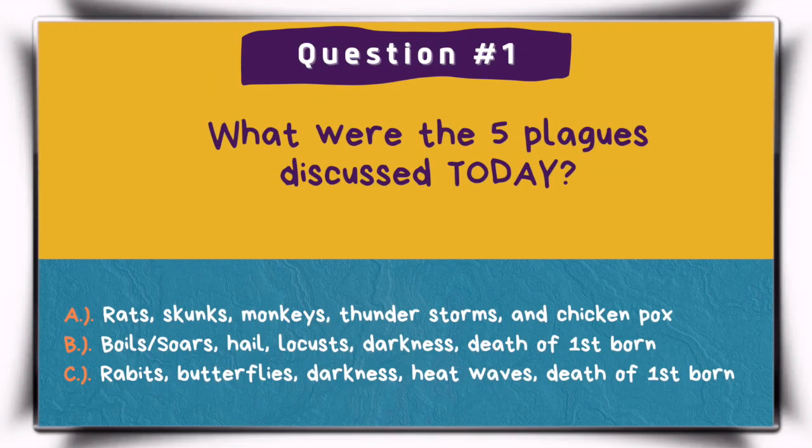Question number 1. What were the 5 plagues discussed today? A. Rats, skunks, monkeys, thunderstorms, and chickenpox. B. Boils or sores, hail, locusts, darkness, death of the firstborn. Or C, rabbits, butterflies, darkness, heat waves, death of firstborn.